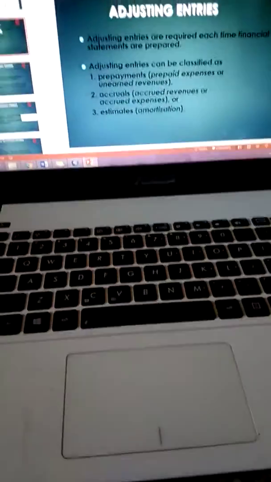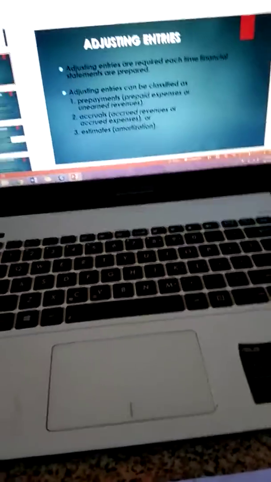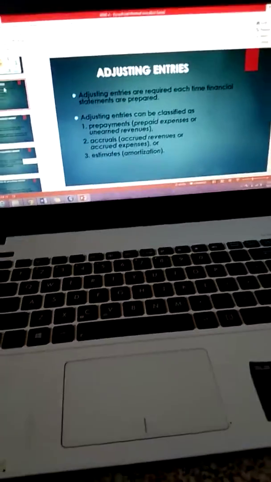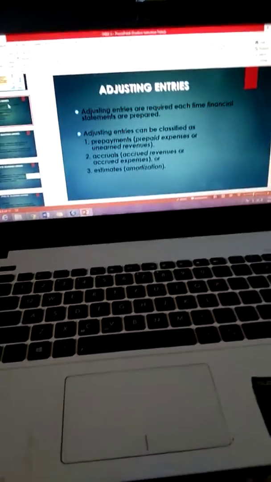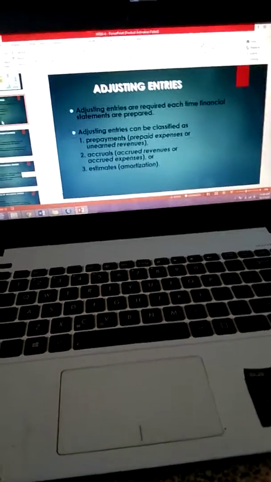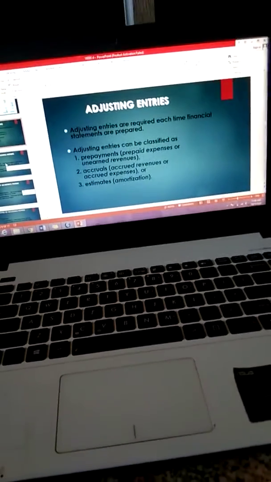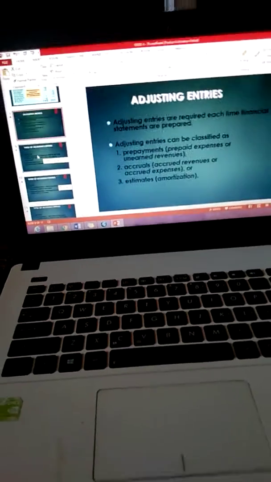Okay, the next one is about adjusting entries. For adjusting entries, there are three things that you need to know. First, prepayments. Second, accrual. And the third thing is estimates or amortization. So let's proceed to the next slide to see it more clearly. Okay, prepayment.